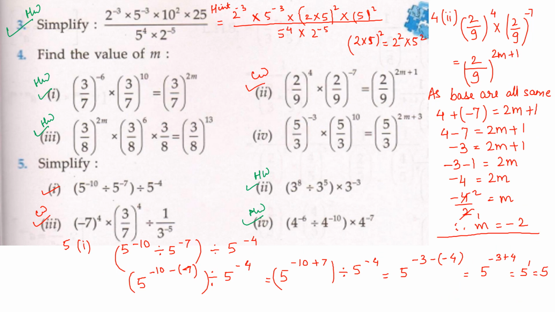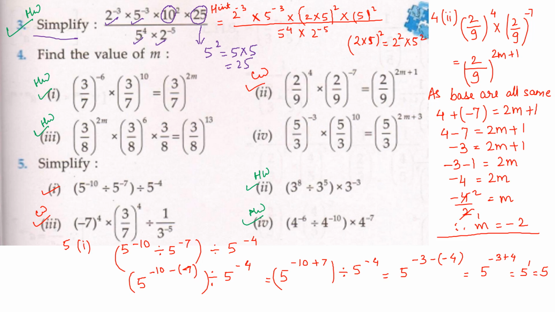Question number three is your homework, but the hints are given. Remember, if you see here, only two numbers are used continuously: 2 and 5, here also 5 and 2. And this 25 and 10 also you should try to write with the base of 5 and 2. So 25 can be written as 5 to the power 2, isn't it? Because 5 to the power 2 is 5 into 5, that is 25.